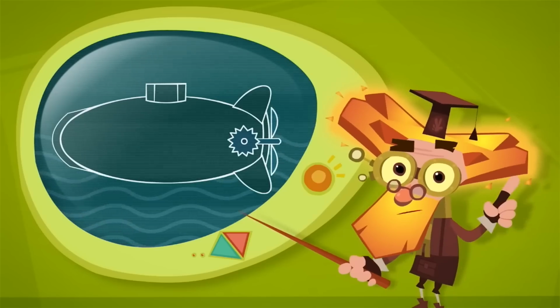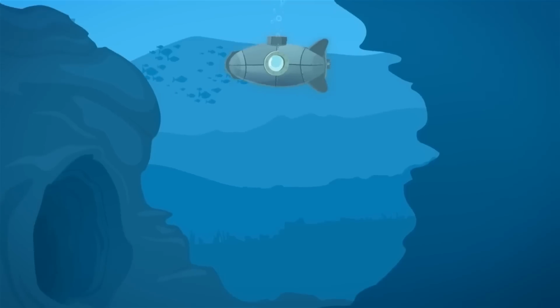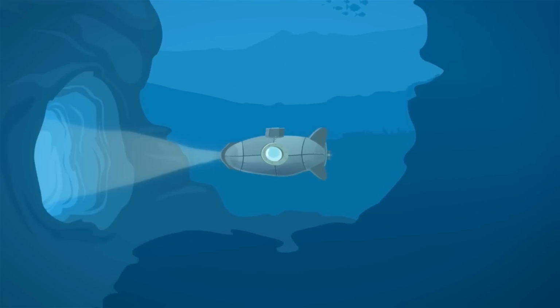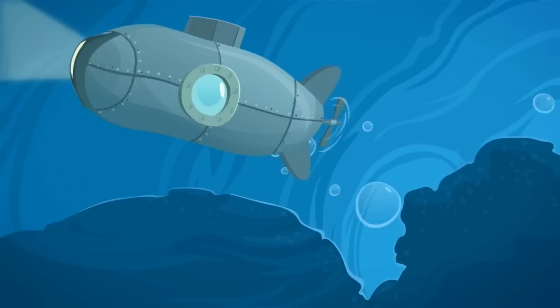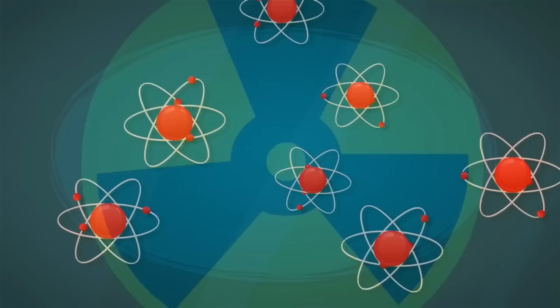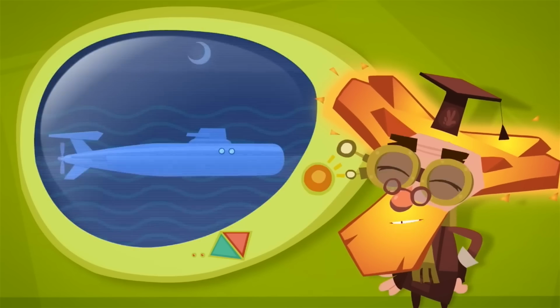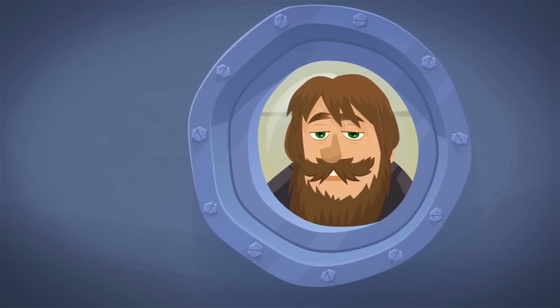It was only with the appearance of electric motors that submarines started submerging to great depths and moving through the water at very high speeds. Today's modern military submarines use nuclear reactors for power. These submarines can stay underwater for months without resurfacing.